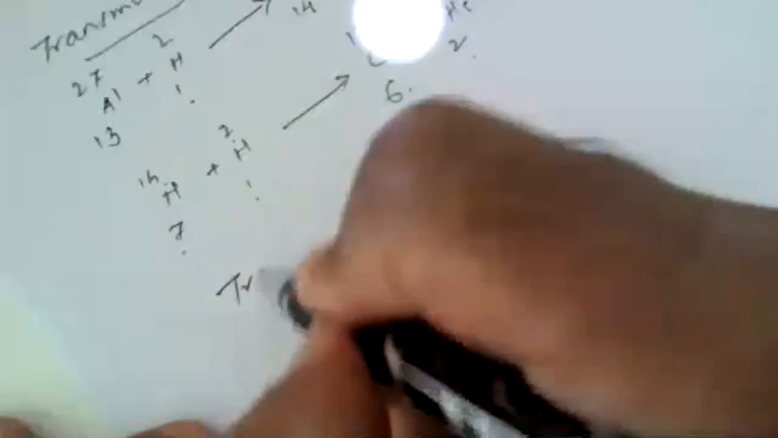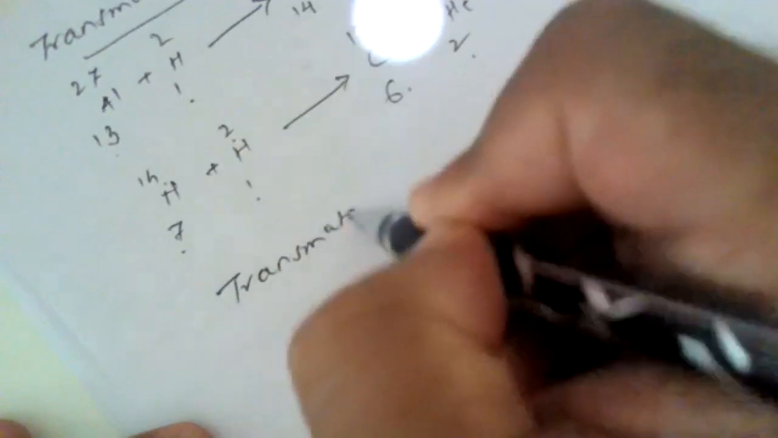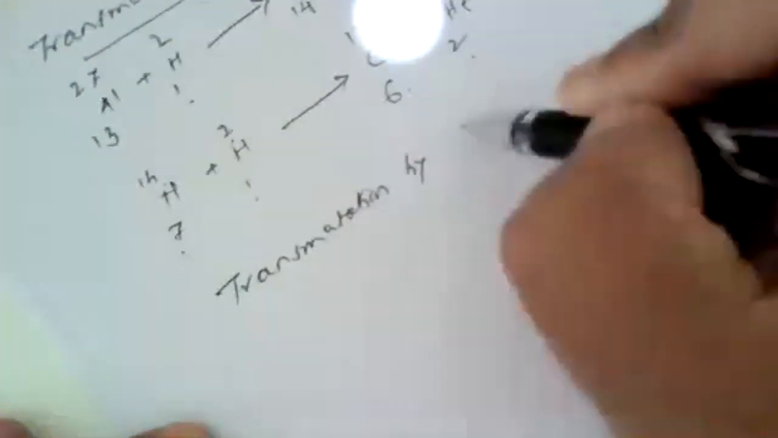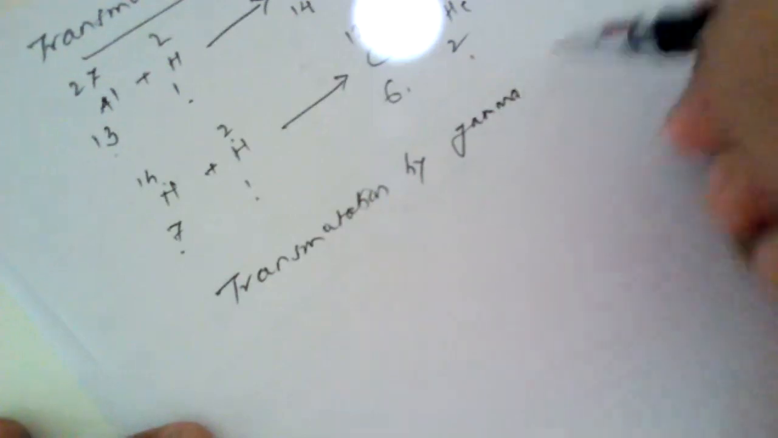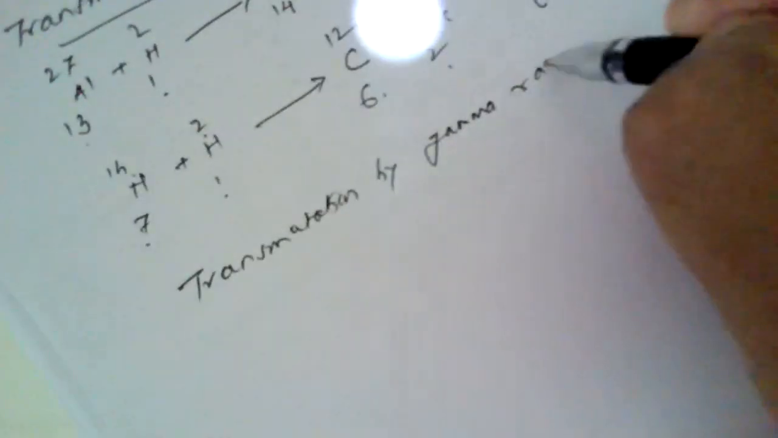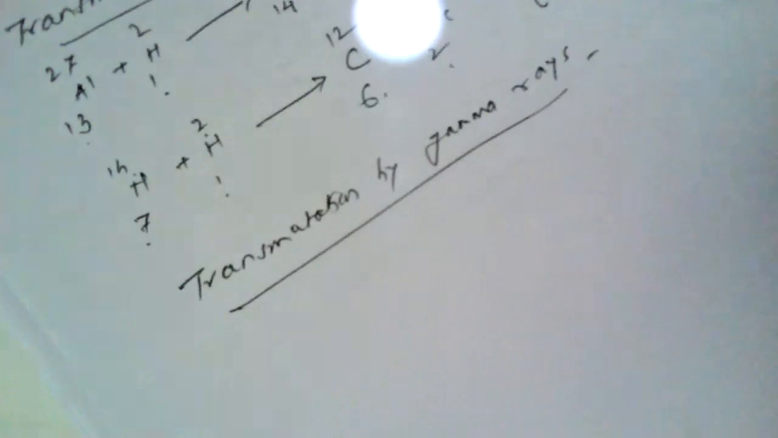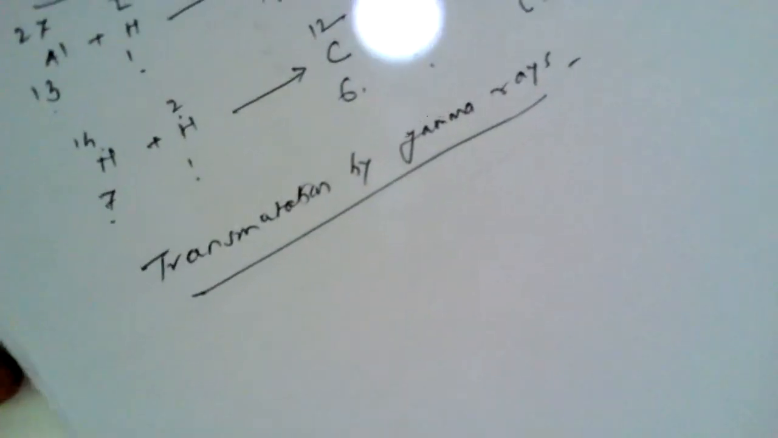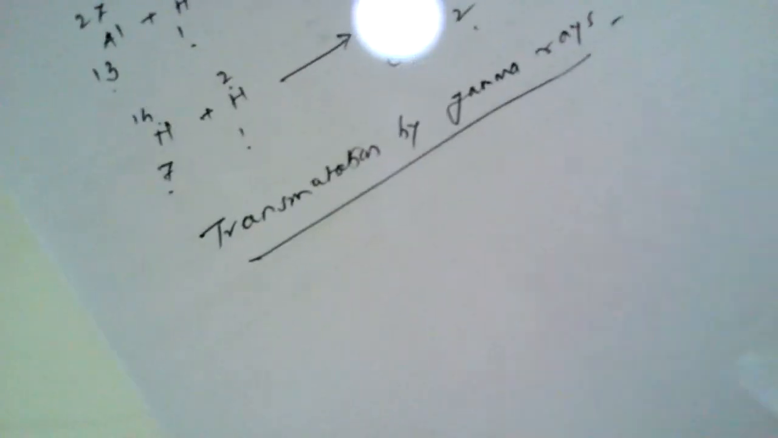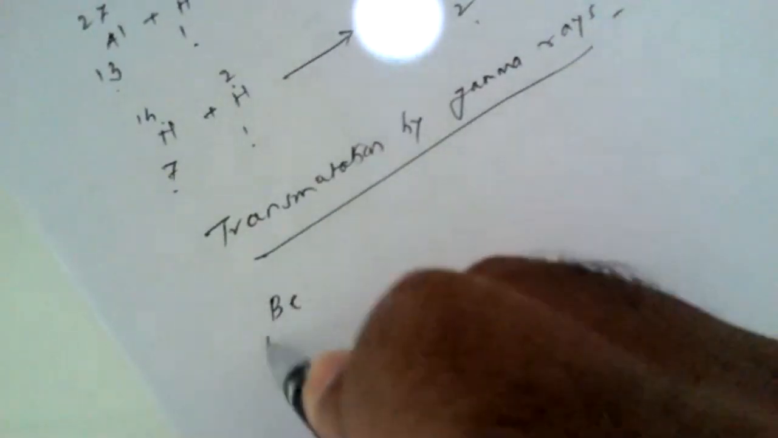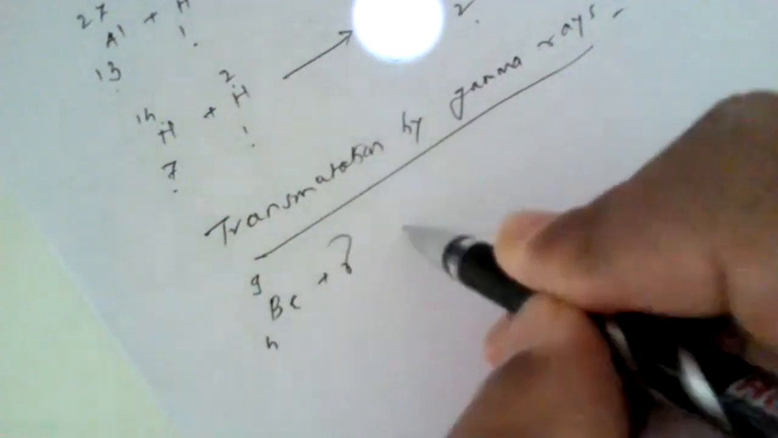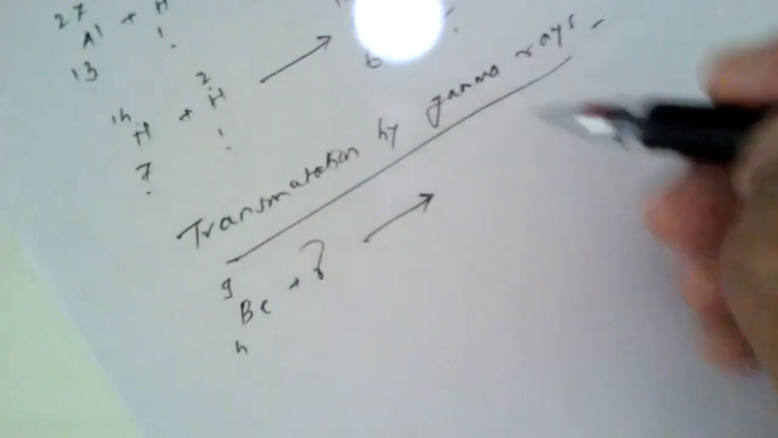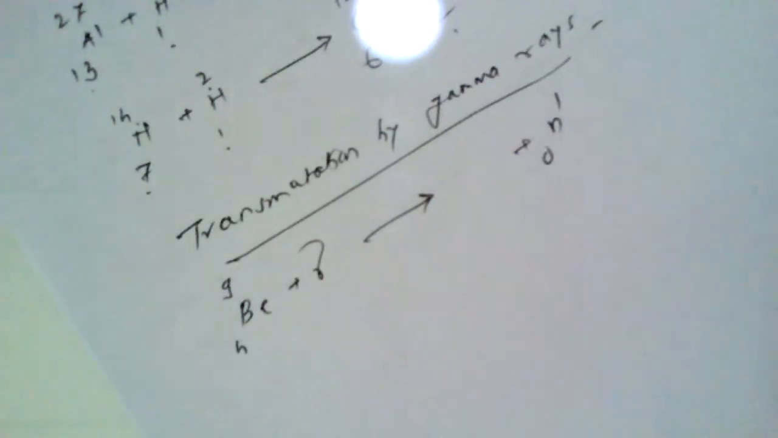Now, again, one more projectile: transmutation by gamma rays. How can transmutation by gamma rays be carried out? We have to study it by taking the example of beryllium-9. Here gamma rays are the projectile, and during this reaction, one neutron is ejected.